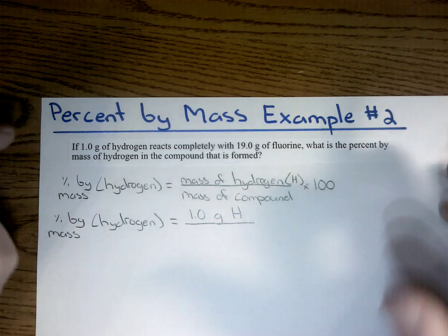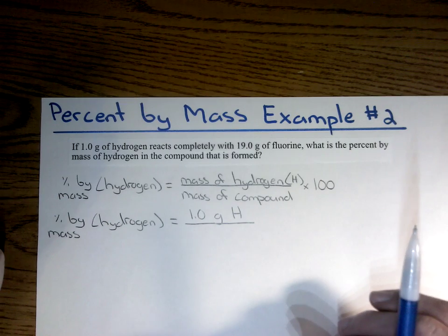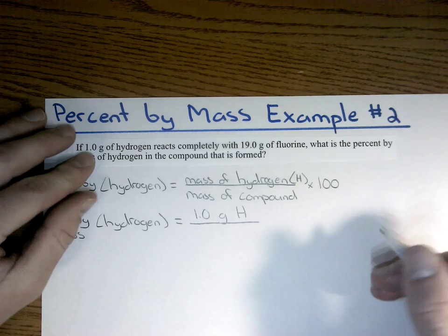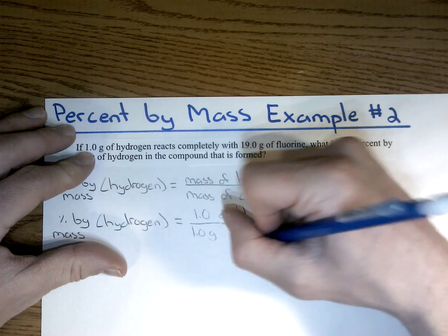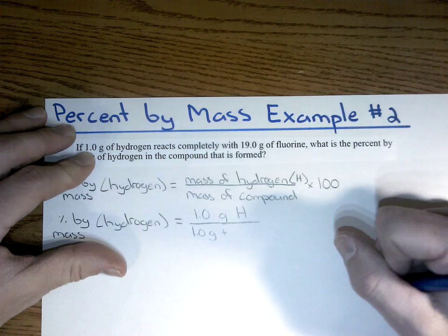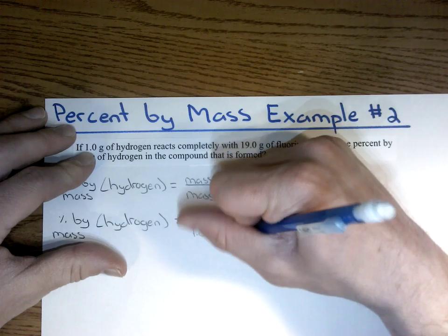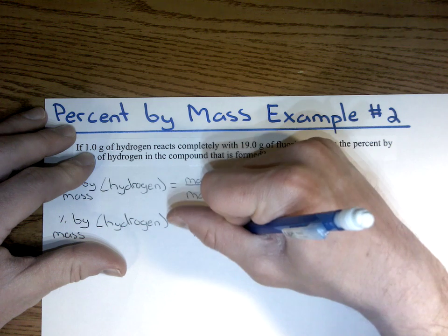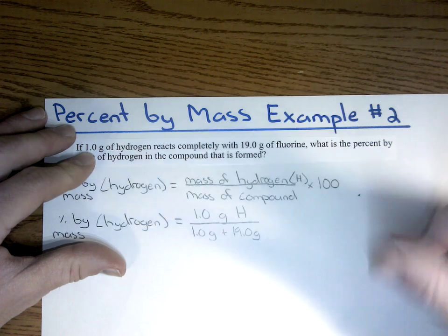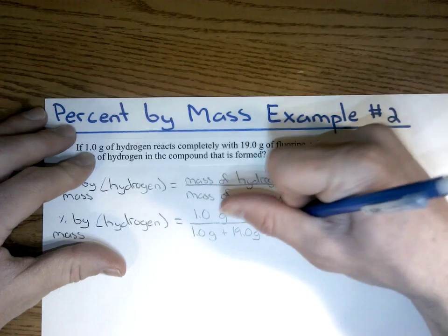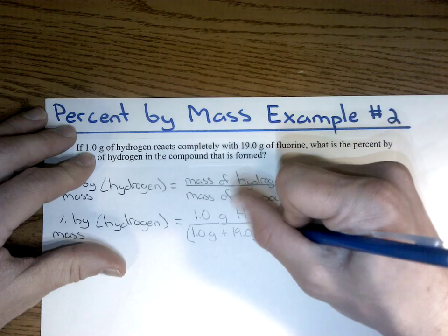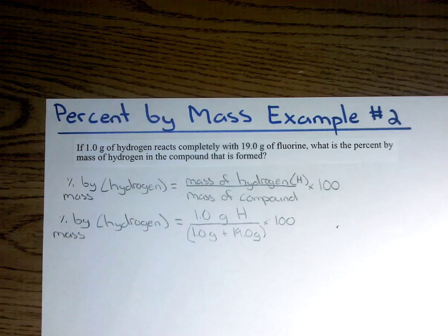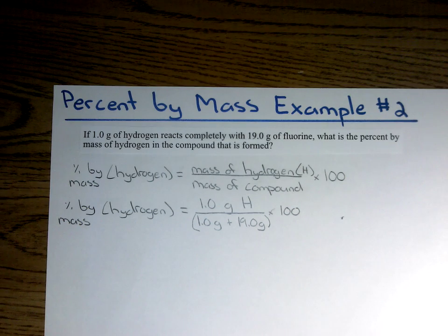That's the law of conservation of mass. So what that means is we have to have 1 gram from hydrogen plus the 19.0 grams of fluorine. Now again, we need to multiply this by 100, but because we have a mathematical operation on the bottom there, we need to put that in parentheses.